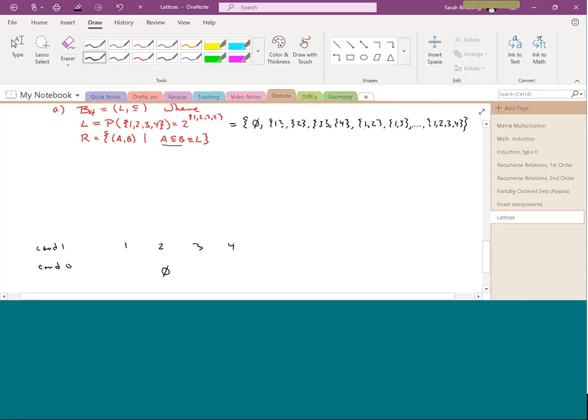Our cardinality 2 ones would be 1, 2, 1, 3, 1, 4, 2, 3, 2, 4, and 3, 4. Our cardinality 3 guys would be 1, 2, 3, missing 3, so 1, 2, 4, missing 2, so 1, 3, 4, and missing 1, so 2, 3, 4. And the full set of cardinality 4 would be 1, 2, 3, 4.